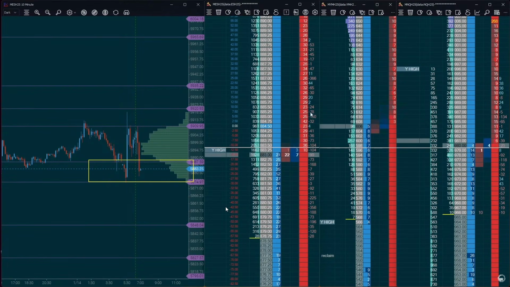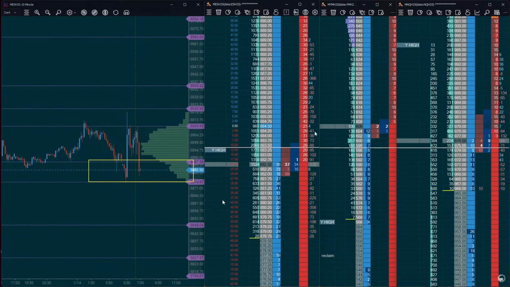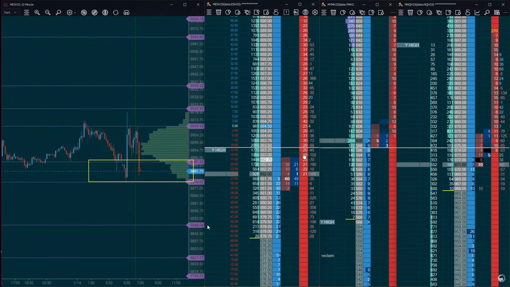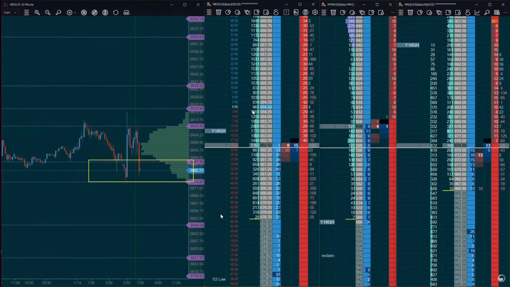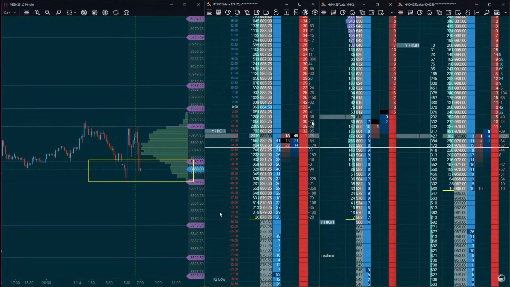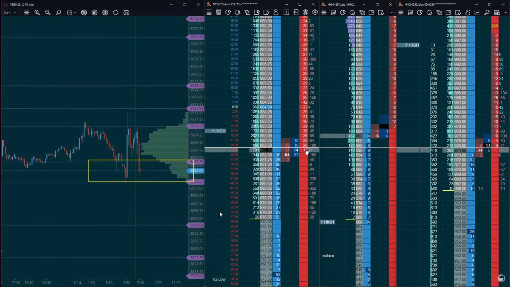There's still a lot of sellers taking control here of price, trying to hold it below yesterday's high. I'm highlighting with my mouse how significant this amount of selling at the low end is. And if that selling is indeed net sellers at the low end of the market, then this is potentially going to squeeze out pretty hard.